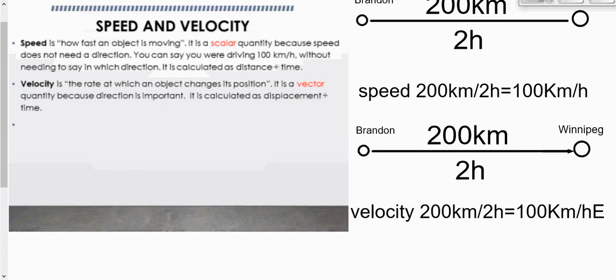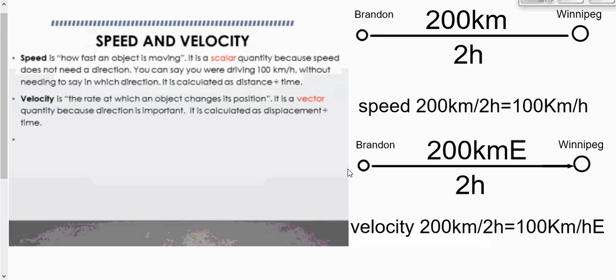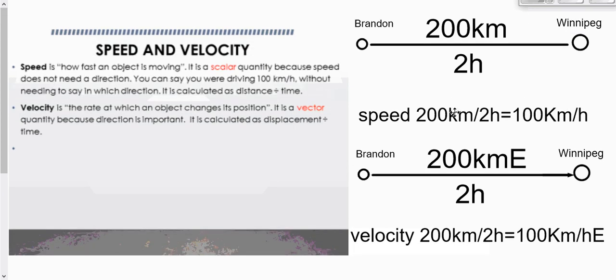We do exactly the same thing if we want to talk about velocity, but velocity is a vector quantity. It lets us know that we were traveling 200 kilometers to the east. Because we traveled 200 kilometers east in the same 2 hours, our velocity is 200 divided by 2 hours, which gives us 100 kilometers per hour to the east. Realistically, the only difference between speed and velocity is that speed is scalar and velocity is vector. Speed tells us how fast, velocity tells us how fast and in which direction.